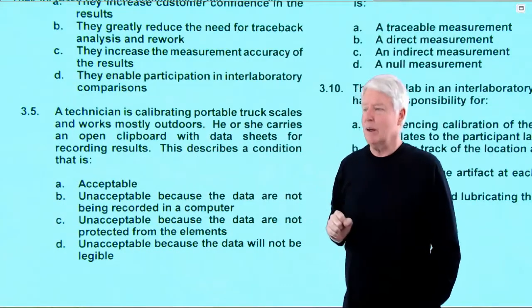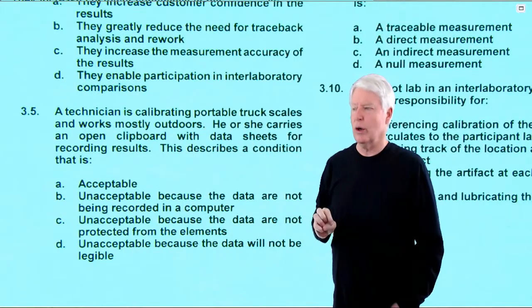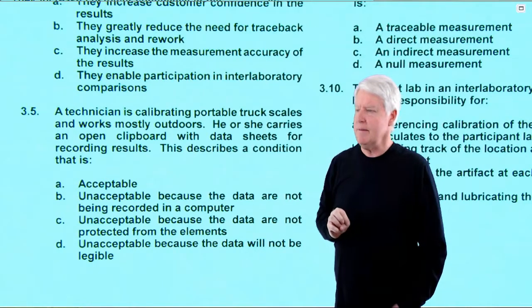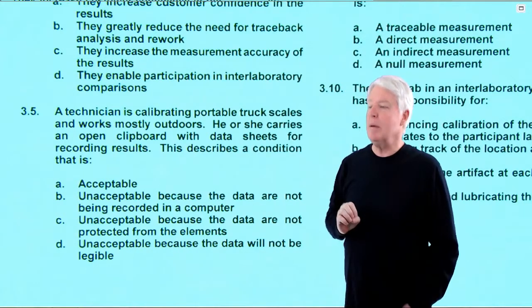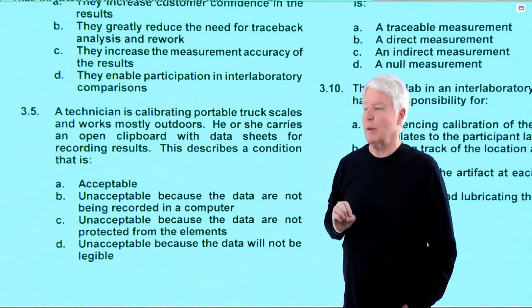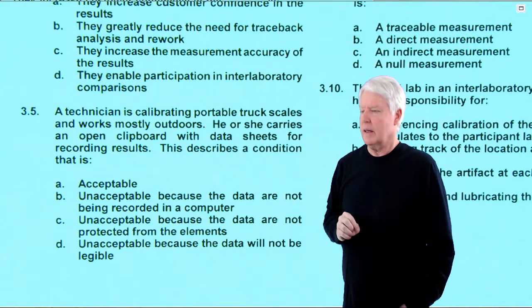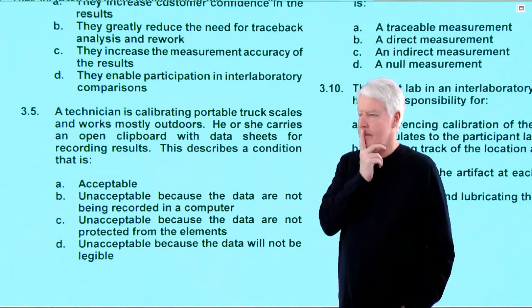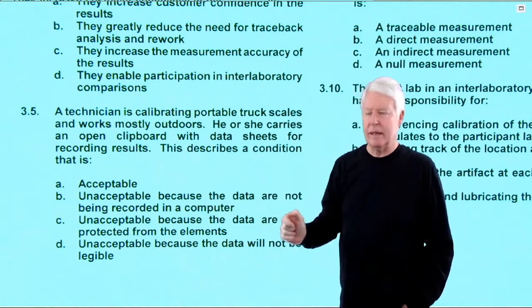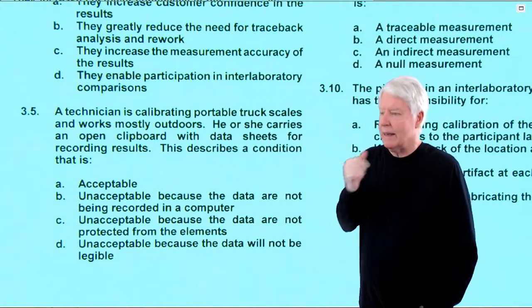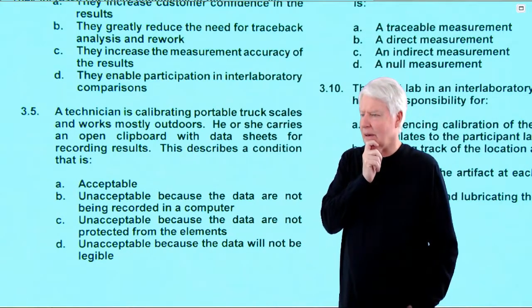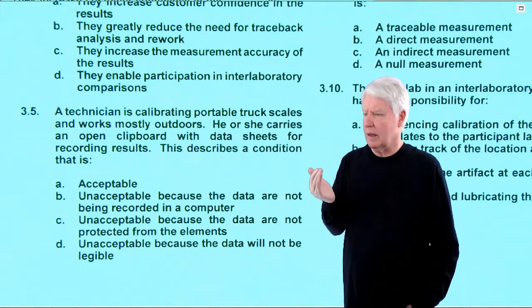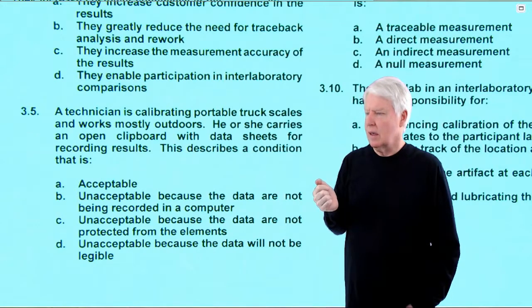A technician is calibrating portable truck scales and works mostly outdoors. Okay. He or she carries an open clipboard with data sheets for recording results. Good. This describes a condition that is acceptable, okay, I don't know, to be honest with you. It could be acceptable. Right off, I didn't see anything that they really did wrong. He or she carries an open clipboard with data sheets.